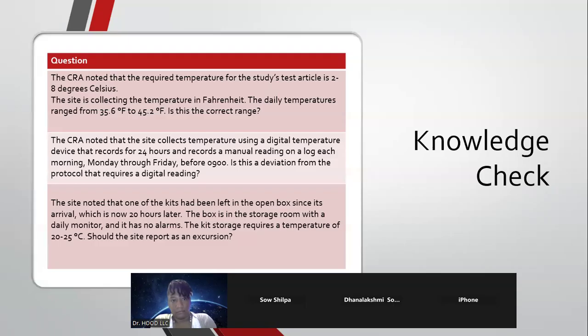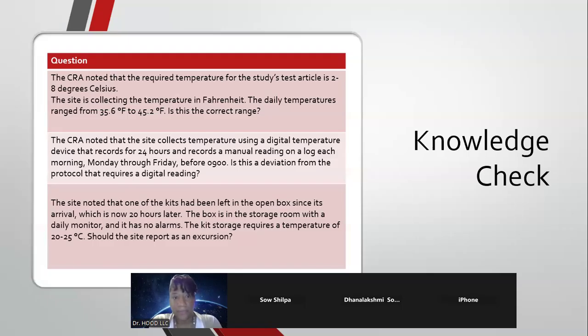45-degree Fahrenheit is 7.3 degrees Celsius. And 35-degree Fahrenheit is 1.9 degrees Celsius. So I think it's very near. It'll be easier for you to just convert the 2 degrees Celsius to Fahrenheit and see what you get. You're going to get 35.6. And then if you convert the 8 degrees Celsius to Fahrenheit, you're going to get, I think, 46.4.